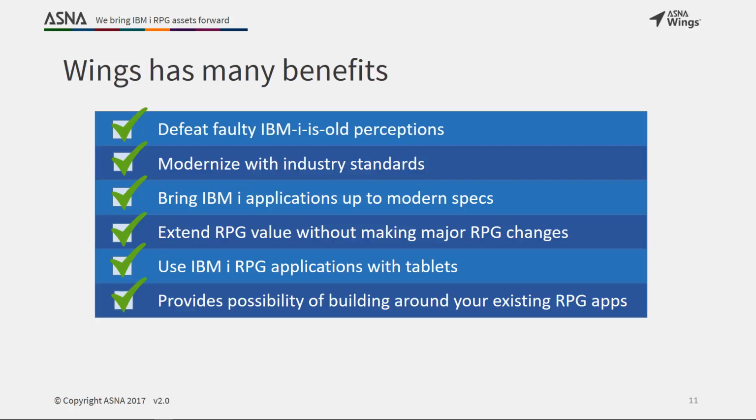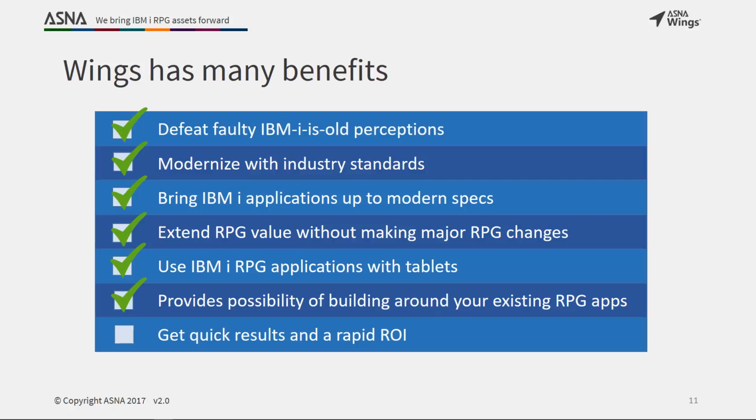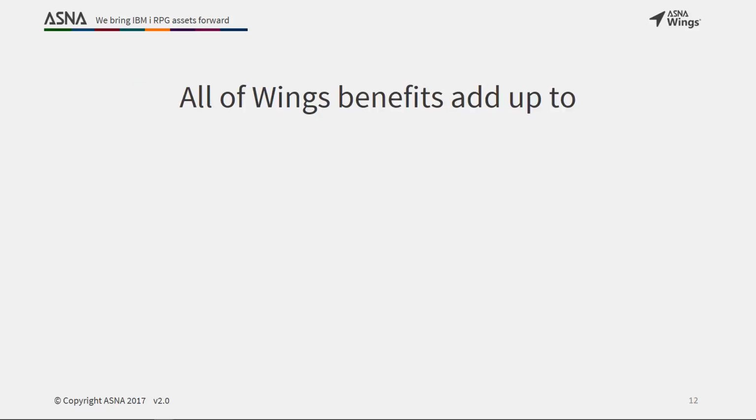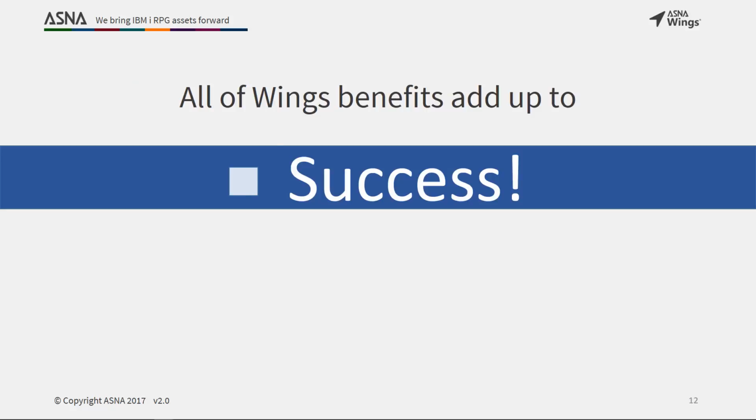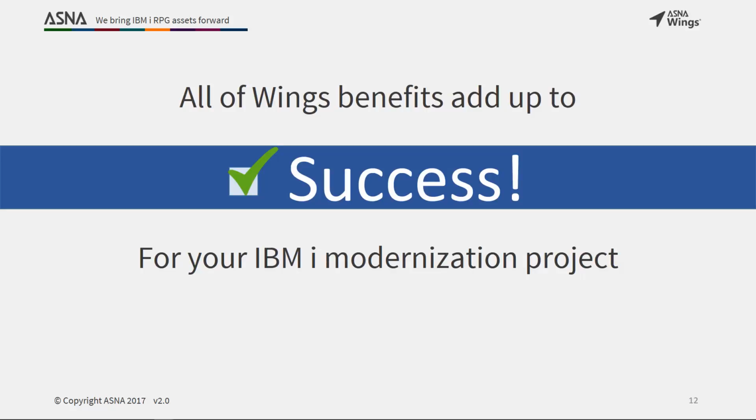Unlike traditional screen scrapers, Wings not only modernizes your existing RPG applications, but it also provides a jumping-off place from which to build IBM i application extensions with ASNA Visual RPG, Visual Basic, or C# using the same look and feel as your Wings apps. This allows you to add custom services and functionality to your IBM i without needing to make major changes to your legacy workhorse. Wings does not require any heavy upfront analysis or design, and it modernizes screens very quickly. You get quick results and a rapid ROI with ASNA Wings. All of Wings' benefits add up to success for your IBM i modernization project.